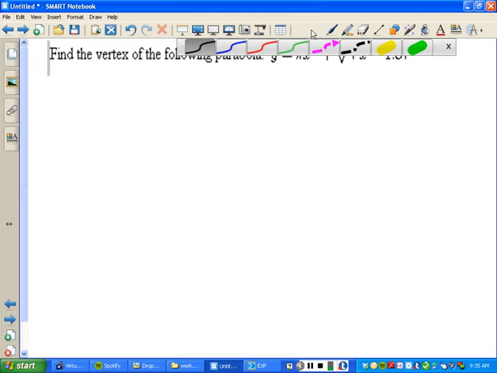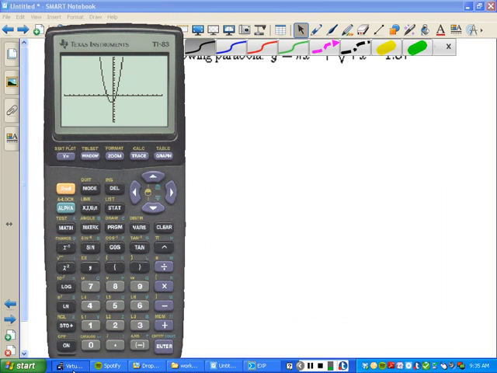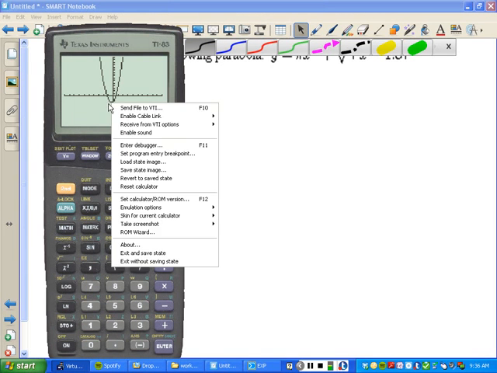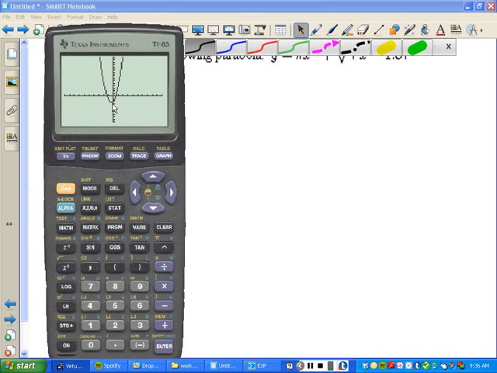Now, what are we looking for? We're looking for where that bottom point is. That bottom point is what we call the vertex. And you have to know that it's the minimum point on the graph. So to find the minimum point, you do second calc. Option number 3 is minimum, so you're going to go down to option 3.